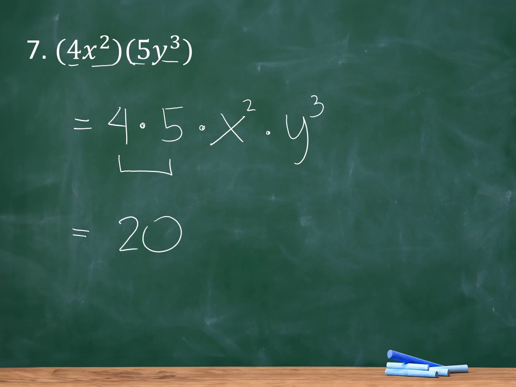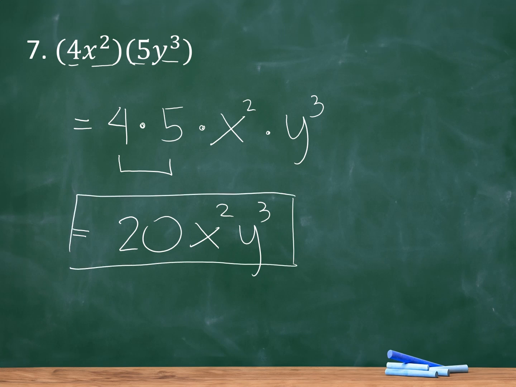And then notice we cannot apply the product of powers rule here because we have different bases. So what we're going to do is we simply write x squared times y cubed. So this will be our answer, 20x squared y cubed.